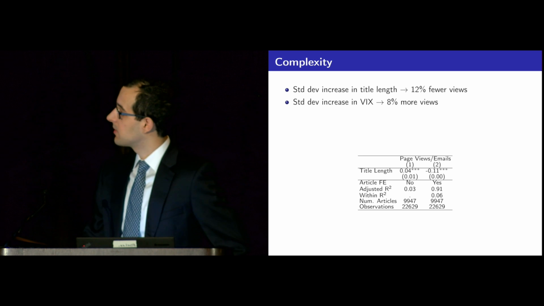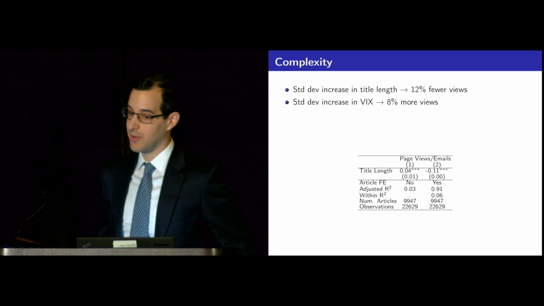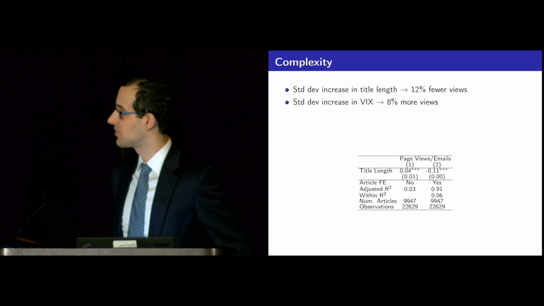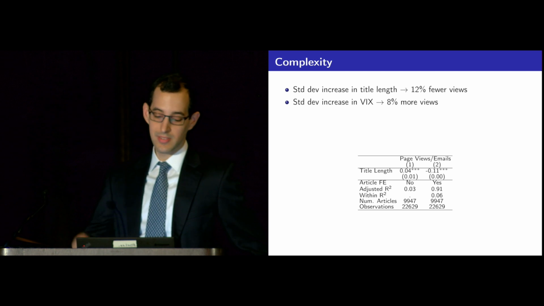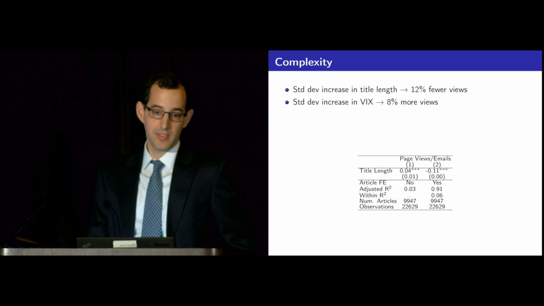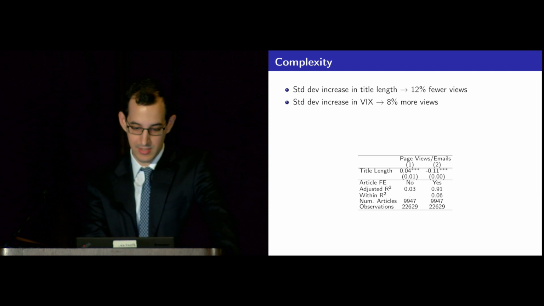And I like to relate the magnitude. These are all standardized, but a standard deviation change is about 11% of a change in attention. And that's related to a standard deviation increase in the VIX, which in Seeking Alpha leads to 8% more attention. So this variable seems to have a reasonably important effect on attention.